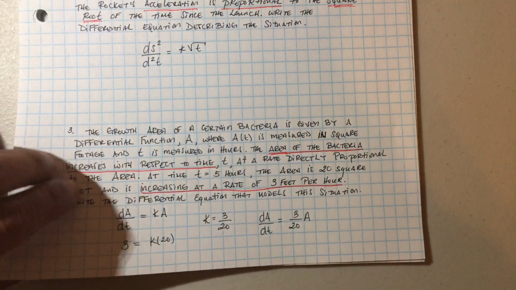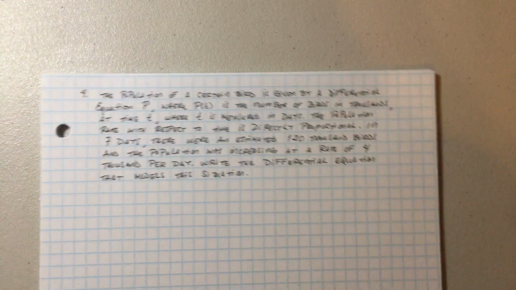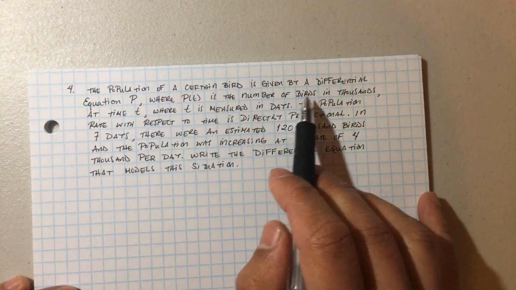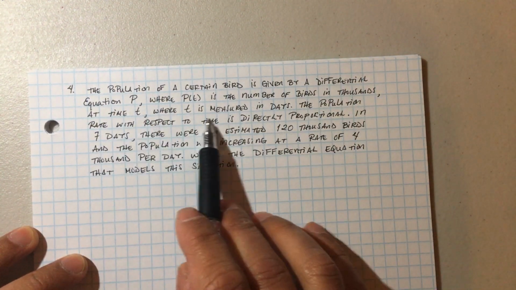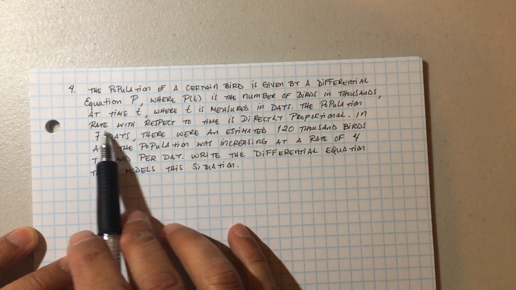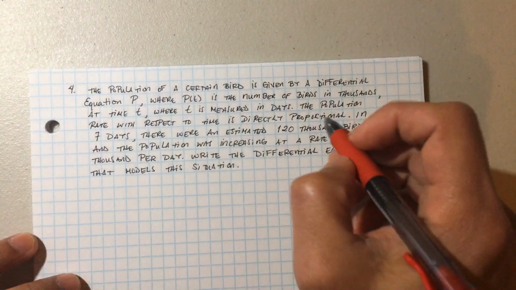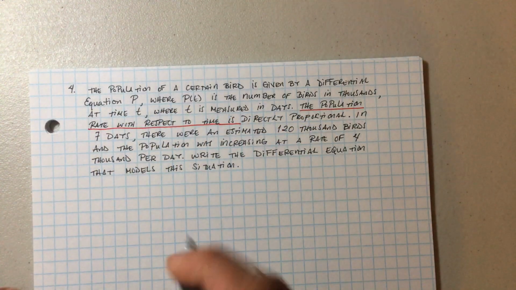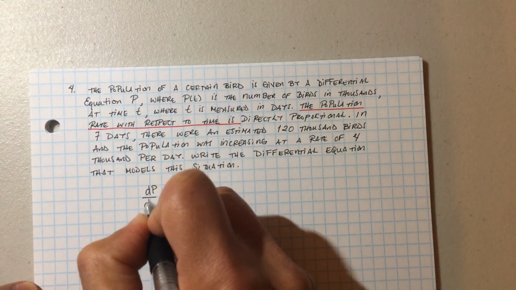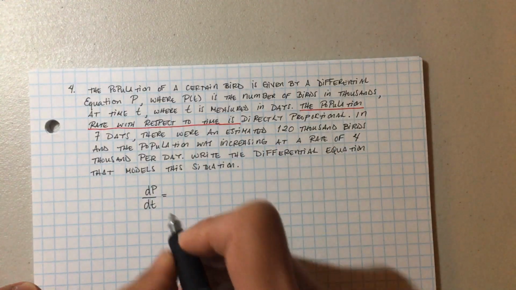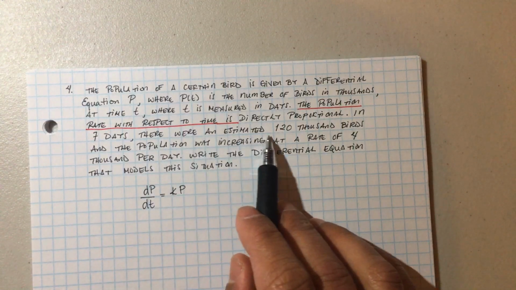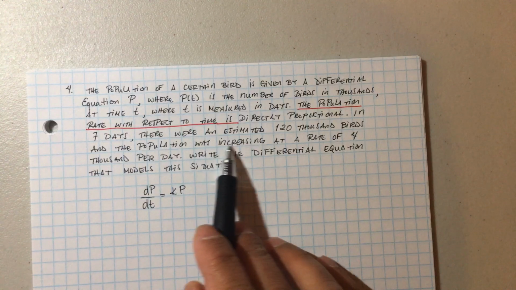Okay, let's go ahead and do another one. Last one. It said the population of a certain bird is given by a differential equation where P of t is the number of birds in thousands at time t, where t is measured in days. The population rate with respect to time, there it is again. So let's write that one first. The population rate dP/dt with respect to time is directly proportional, so that means we have K, times P, the population.